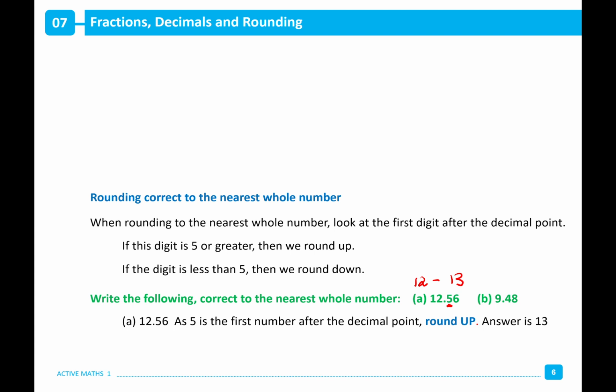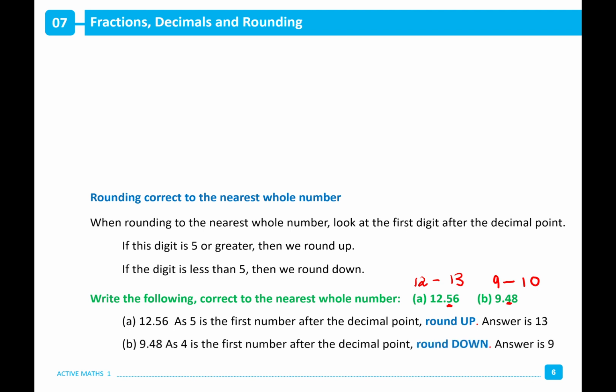Let's look at the next one. Round to the nearest whole number, 9.48. We want to know, is the number 9.48 closer to 9 or closer to 10? We look at the number after the decimal place. This number is less than 5, and therefore we round down. Our answer is 9. Please pause and take down this example.